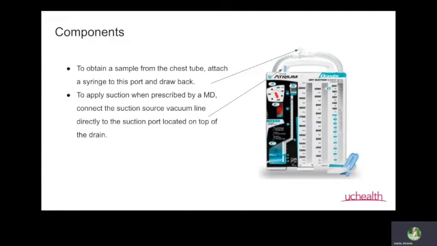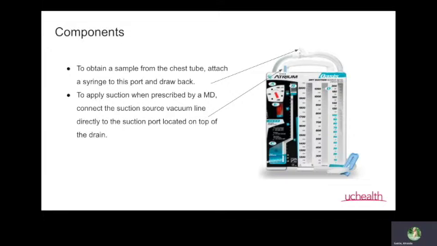To obtain a sample from the chest tube, you clean this port with an alcohol swab, attach a syringe, and then draw back. You can also obtain a sample by cleaning the tubing with an alcohol swab and pulling back the sample with a blunt needle and syringe.